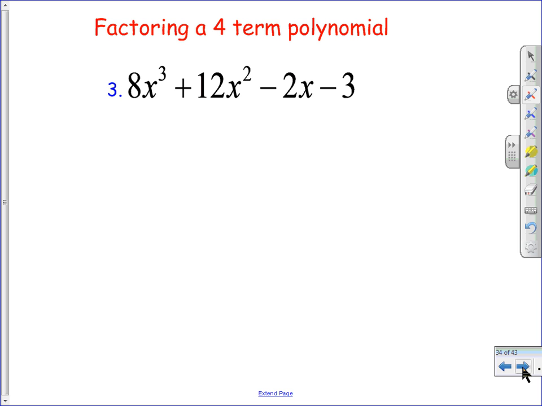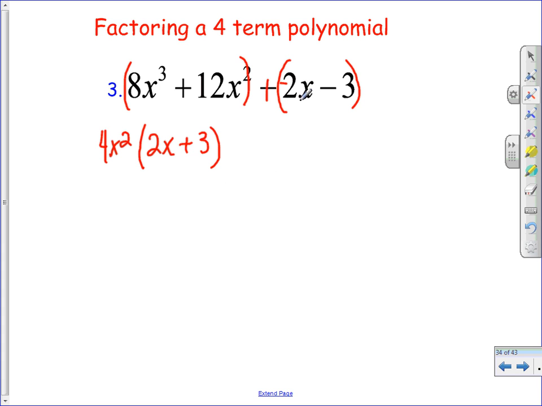Number 3, 8x cubed plus 12x squared minus 2x minus 3. So we're going to group the first two terms together. And we have a minus here. So it's easier if we take this minus, instead of minus 2x, we call that plus a negative 2x, and we put that negative inside the parens. Now we're going to pull out the greatest common factor of 8 and 12, which is 4. Of x cubed and x squared is x squared. And that's going to leave me a 2x plus 3.